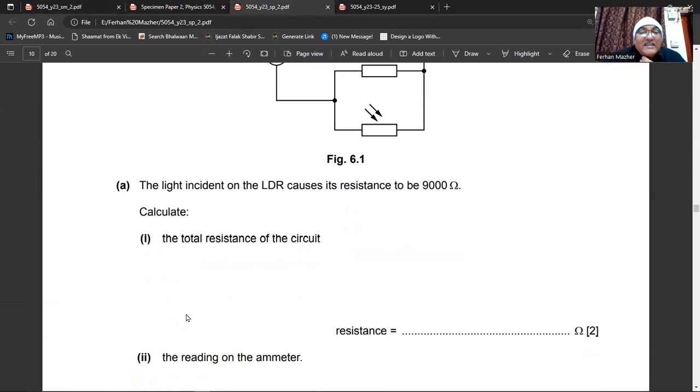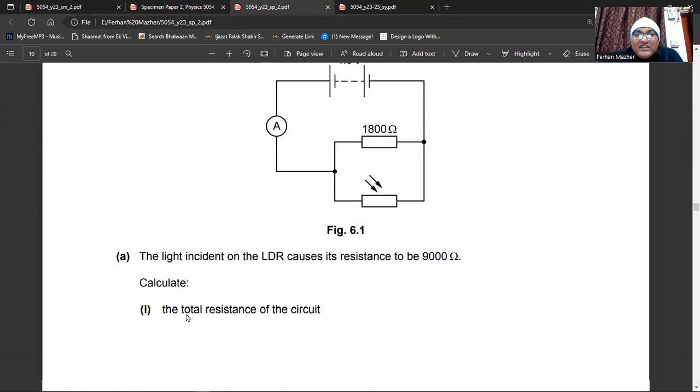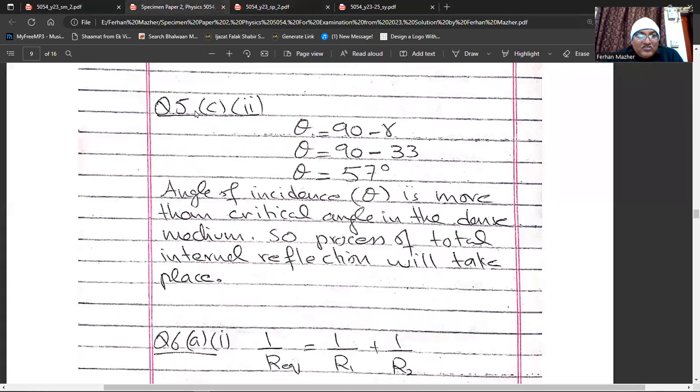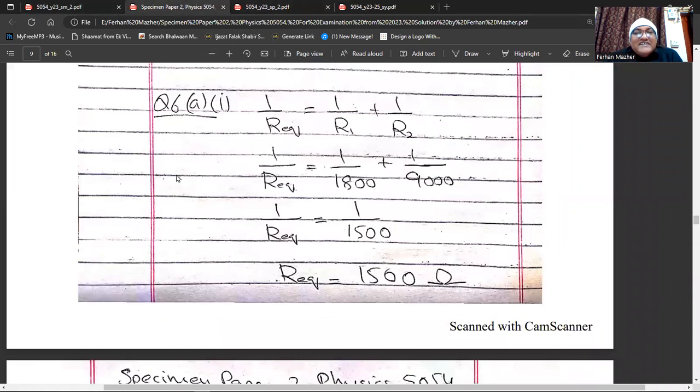The question is, calculate the first part. He says calculate the total resistance of the circuit. So we can find out that this is a 2 marks question. Total resistance of the circuit. This is 1800, this is 9,000. They are parallel to each other. So when resistors are connected in parallel, you can find their equivalent resistance. The formula is 1 by R equivalent equals 1 by R1 plus 1 by R2. So 1 by R equivalent will be equal to 1 by 1800 plus 1 by 9000.